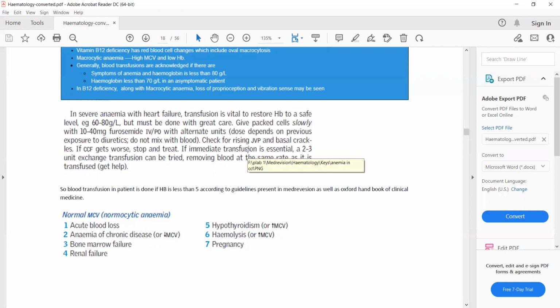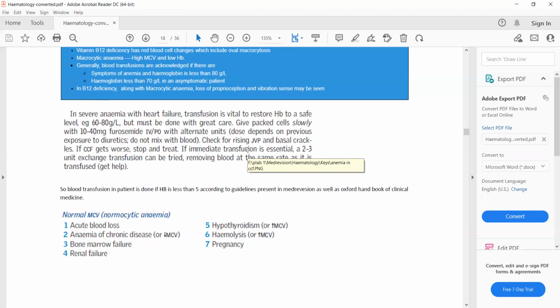In the Oxford Handbook of Clinical Medicine and in Med Revision, in both of them, the threshold is less than 50 gram per liter or 5 milligram per deciliter. But in Plab 1 Keys and in Plab Verse, the version that I have of 2021, in both of them the threshold to transfuse blood is 90 gram per liter or 9 milligram per deciliter. So I'll go with the one written in Med Revision and the Oxford Handbook of Clinical Medicine.